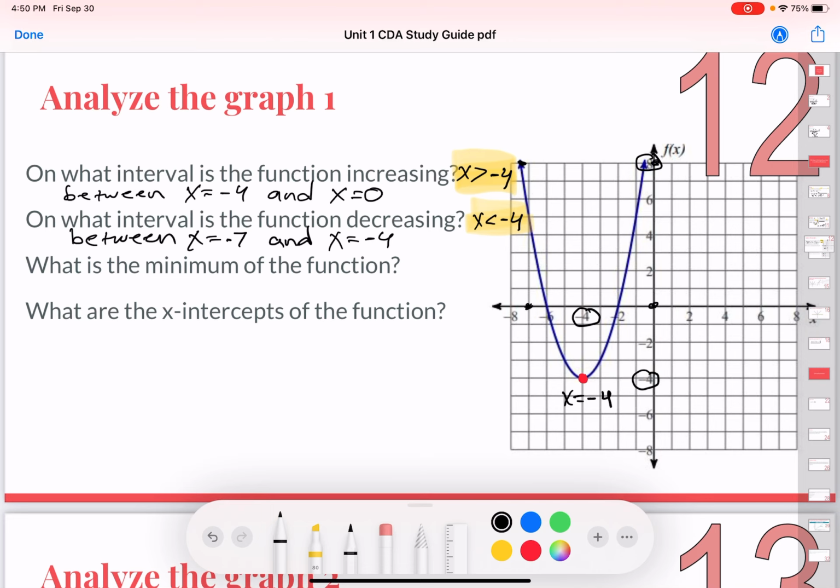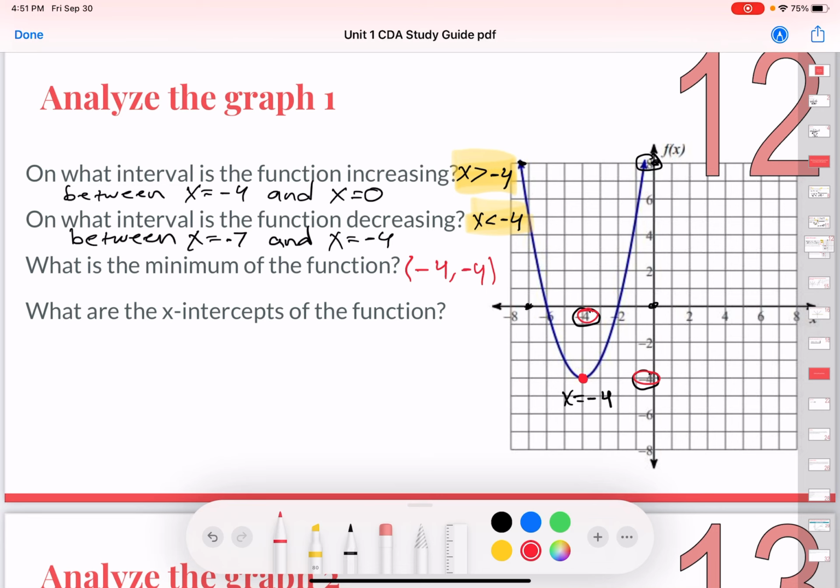Okay. So what is the minimum of the function? The minimum is where x equals -4, but I'm going to be even more specific than that and write it as a coordinate pair. So x is -4 at that point, and also y is -4. So (-4, -4) would be that minimum value of this function.